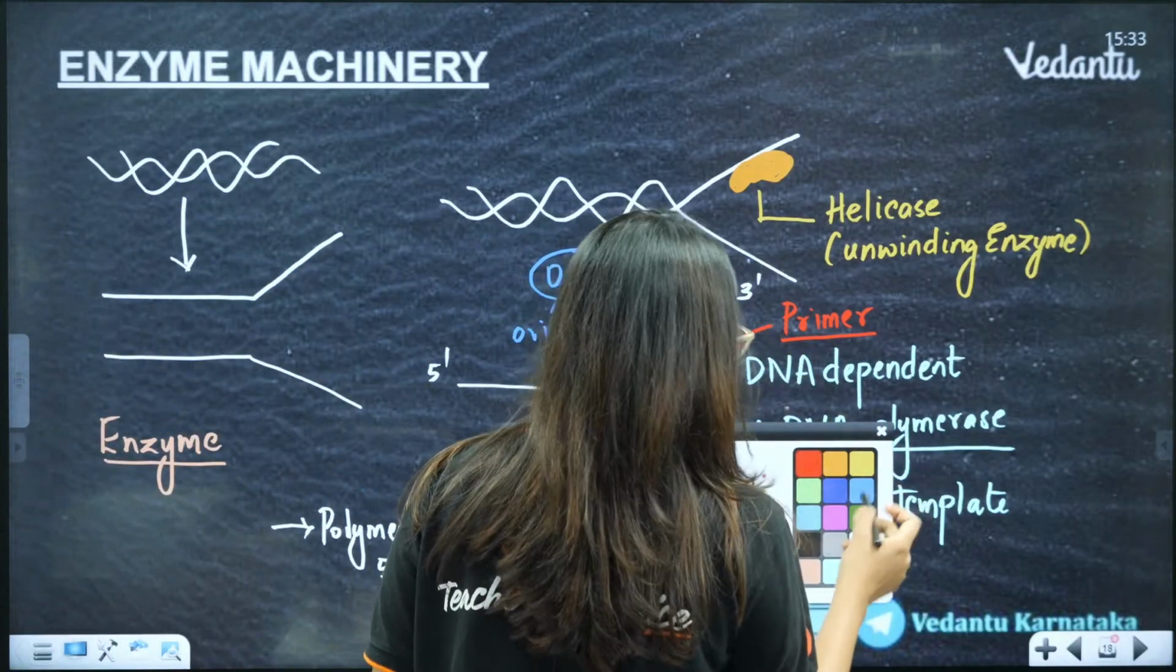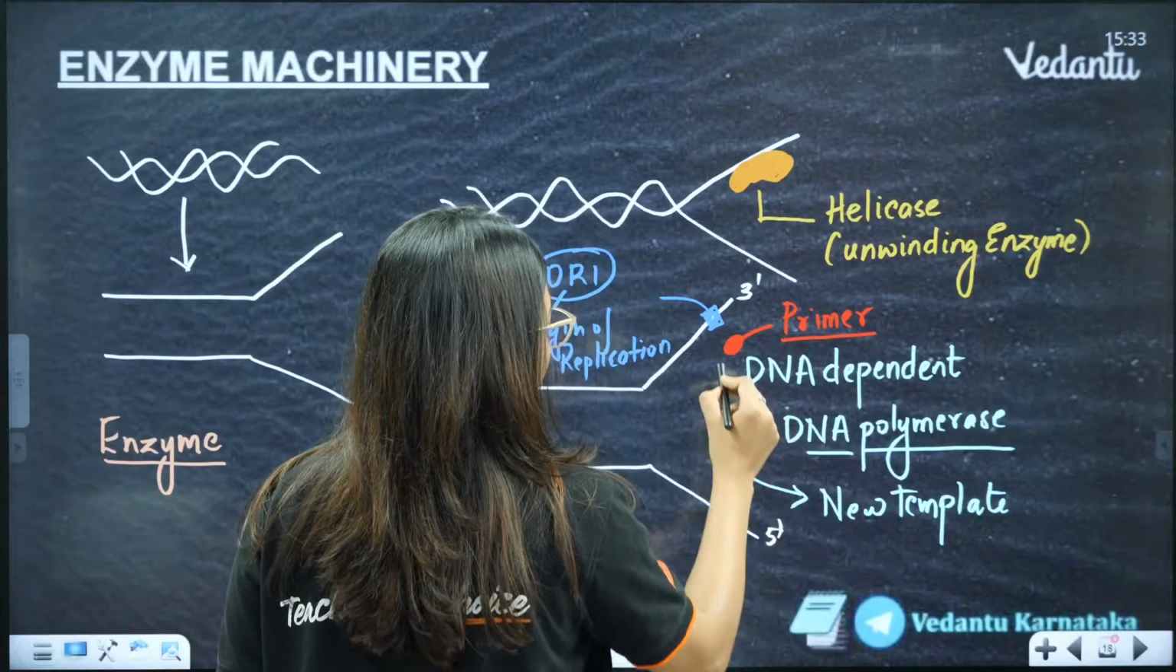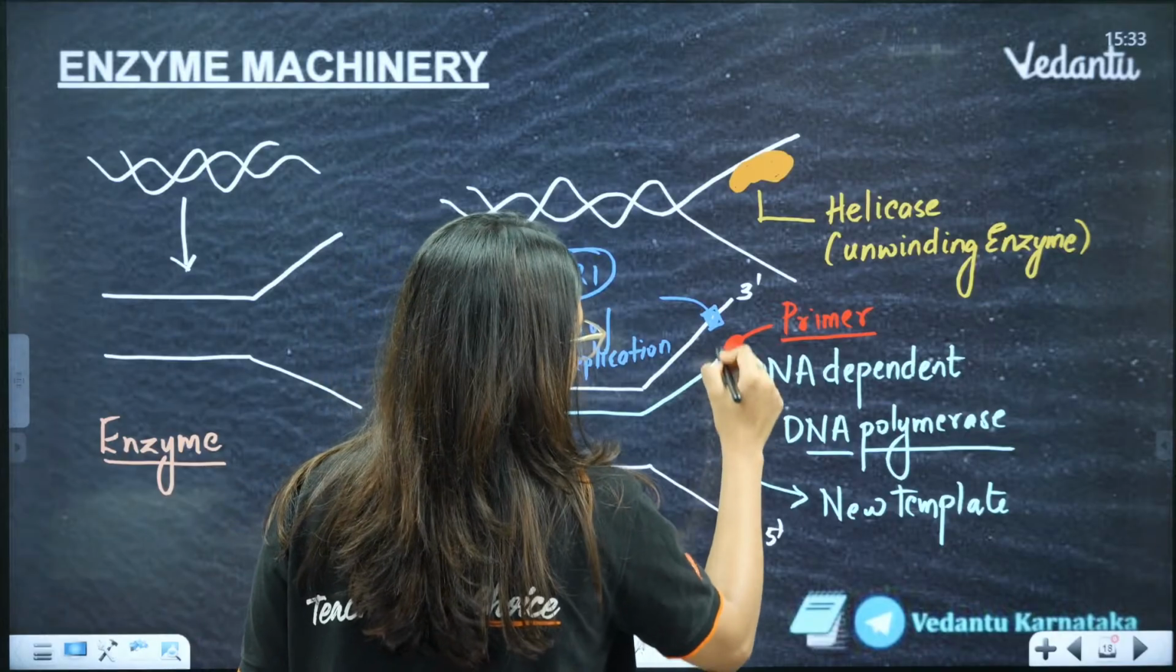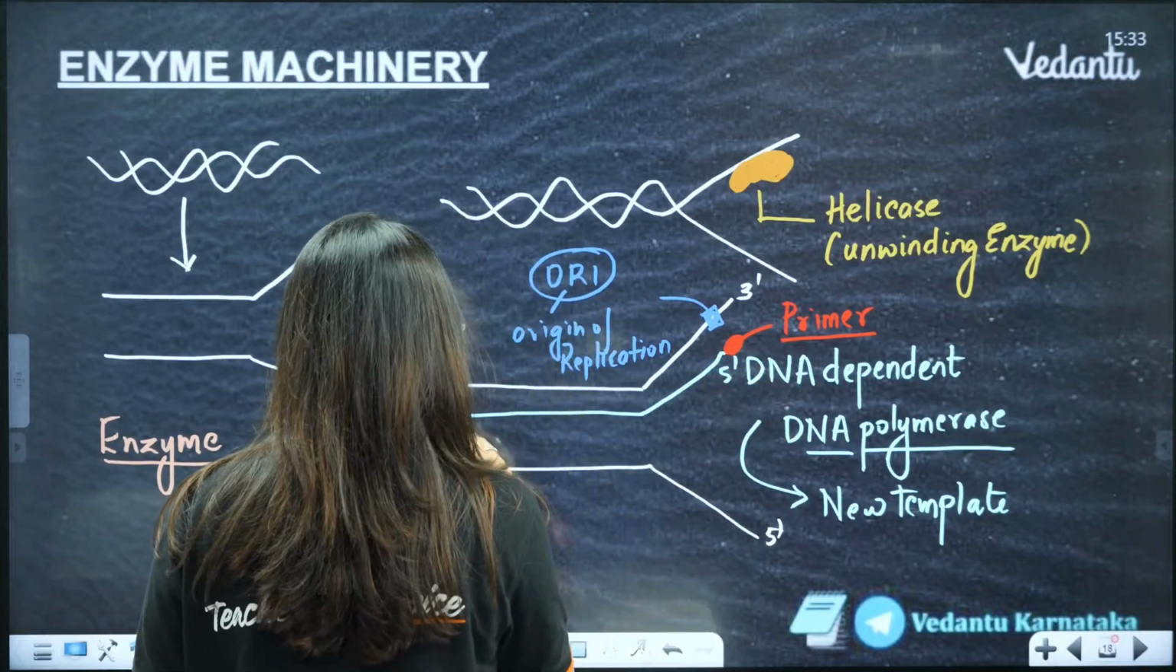So DNA polymerase will be like, okay, fine, I am happy. I will continue and form the newly formed template. So it will form the newly formed template from 5' to 3' direction as mentioned.